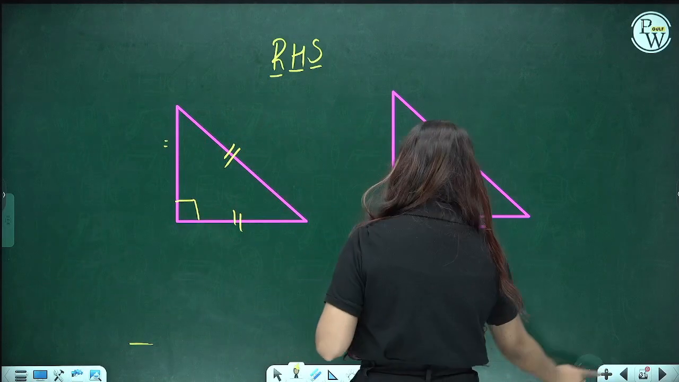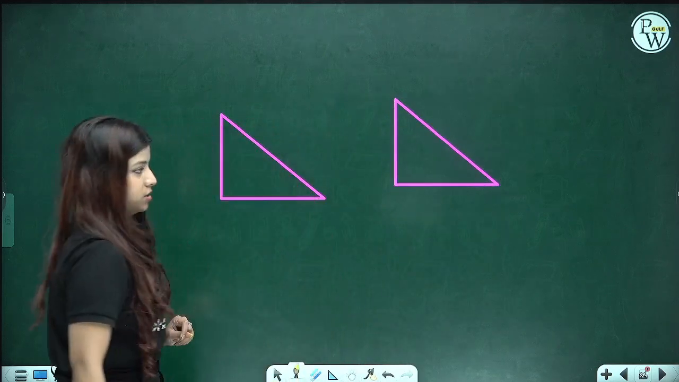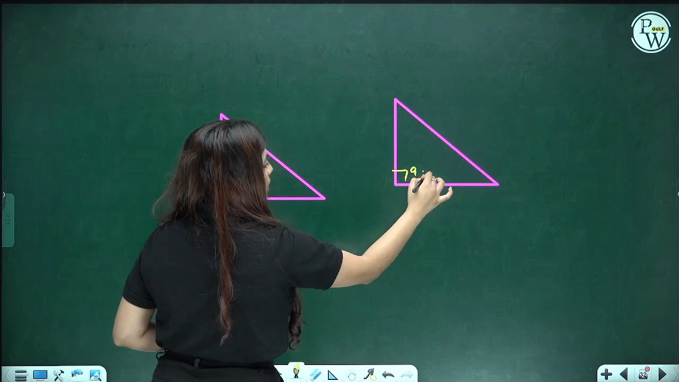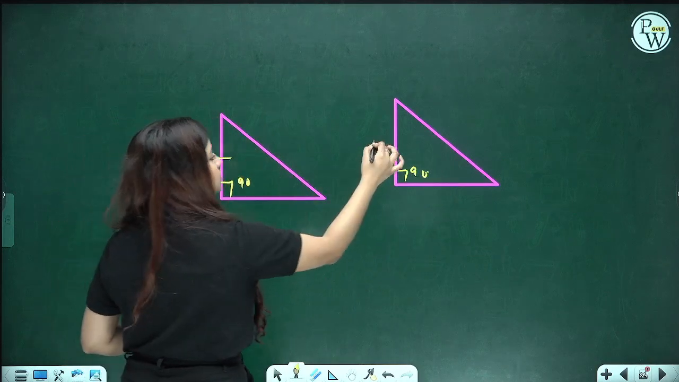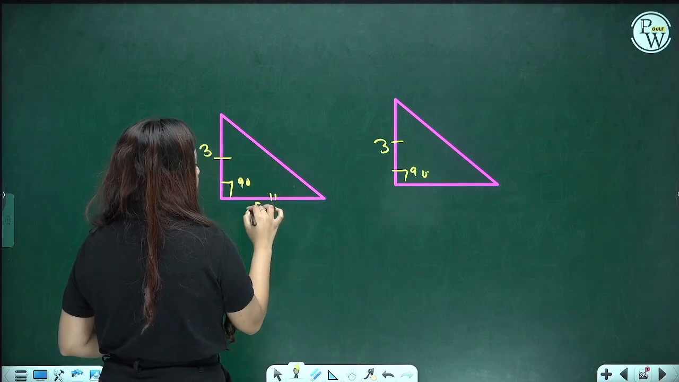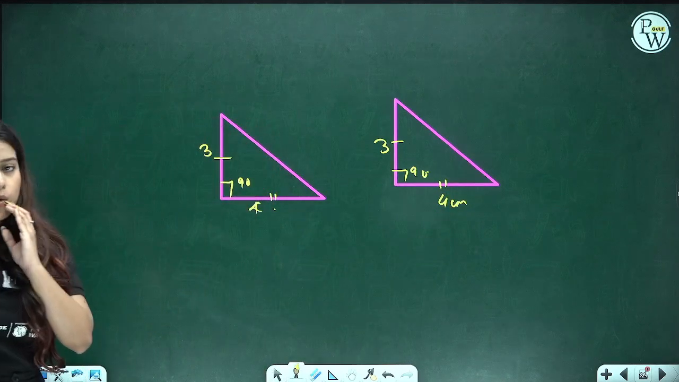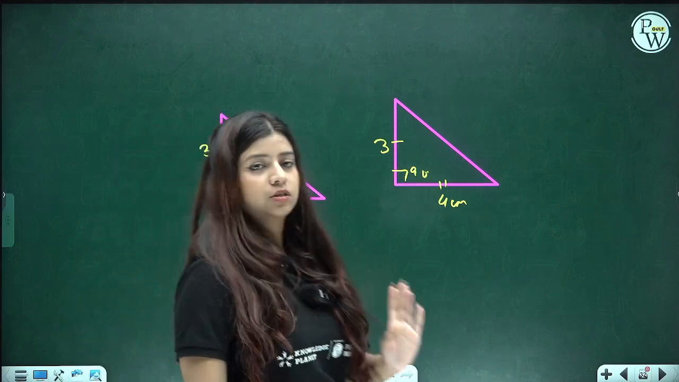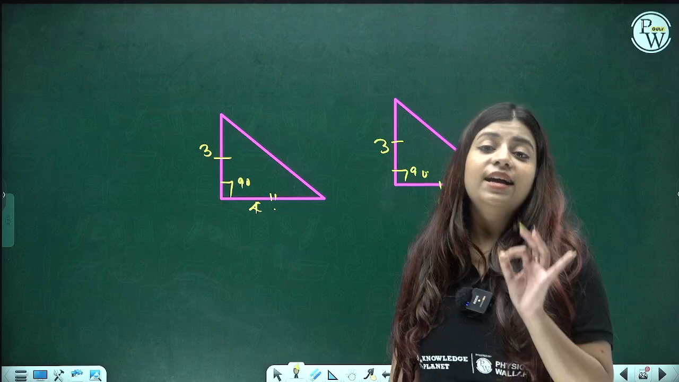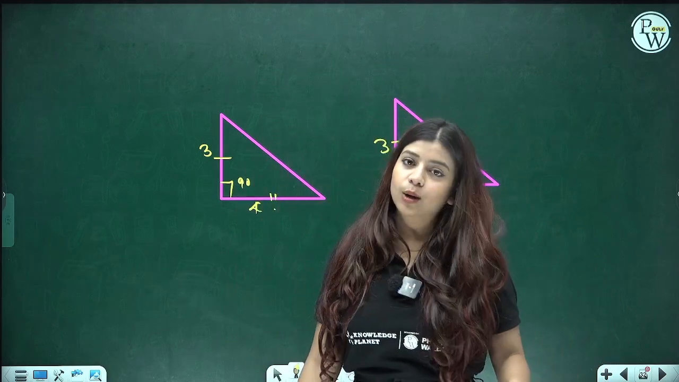For example, even if the triangles are given to you as right angles, so this angle is 90 degree, this angle is 90 degree. This side is 3 centimeter, this side is also 3 centimeter. This side is 4 centimeter, this side is also 4 centimeter. Now, look at this figure very carefully. In this, you cannot apply RHS congruency. Why? Because the hypotenuse is not provided to you.